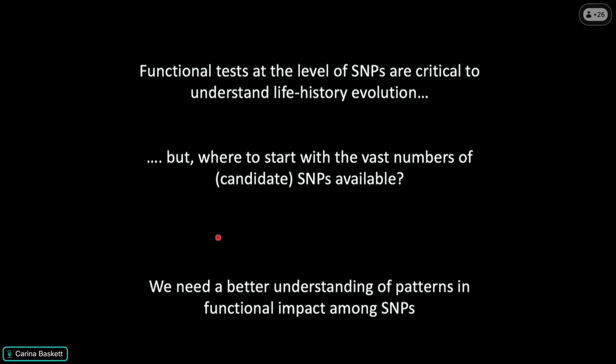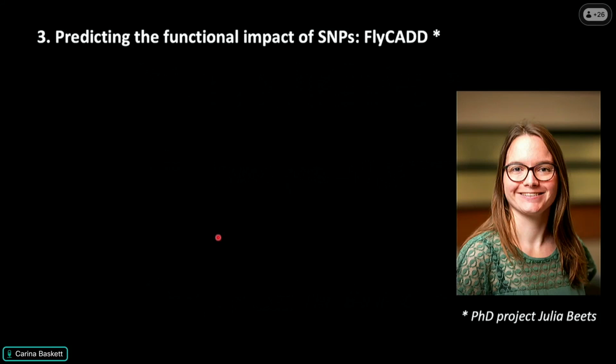So I felt when I finished my postdoc and when I started as assistant professor at the VU Amsterdam, that we needed a better understanding of patterns of functional impact among SNPs. And if CRISPR would work very easily and very efficiently, then you could CRISPR the hell out of it. But right now, this is not the case. So this is why my PhD student, Julia, took a different route to study this problem. And she's making a tool, or she has made a tool, to predict functional impact of SNPs. And we call it FlyCat.